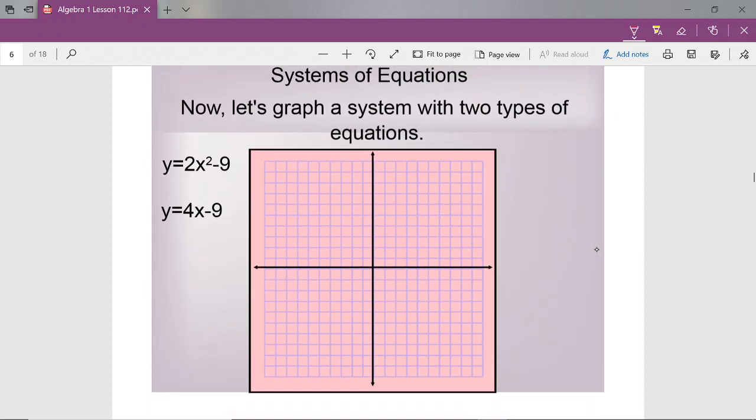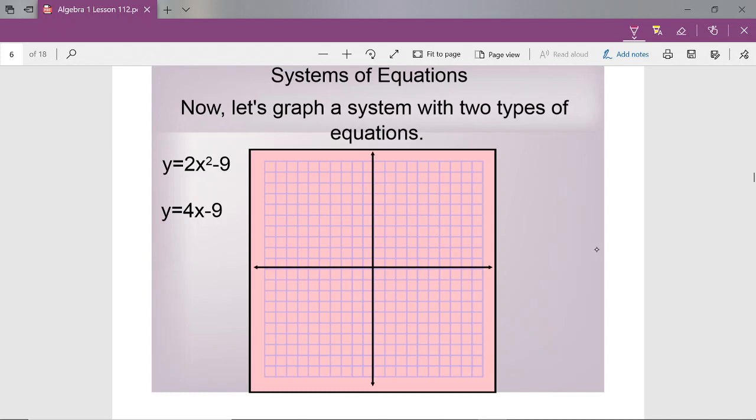All right. Systems of equations, here we have 2x squared minus 9. I'll let you try this one out and think about it. So pause the video, try it out for yourself first, okay? But here in just a second I will show it, but take some time, graph this quadratic, and make sure that you get it correct.